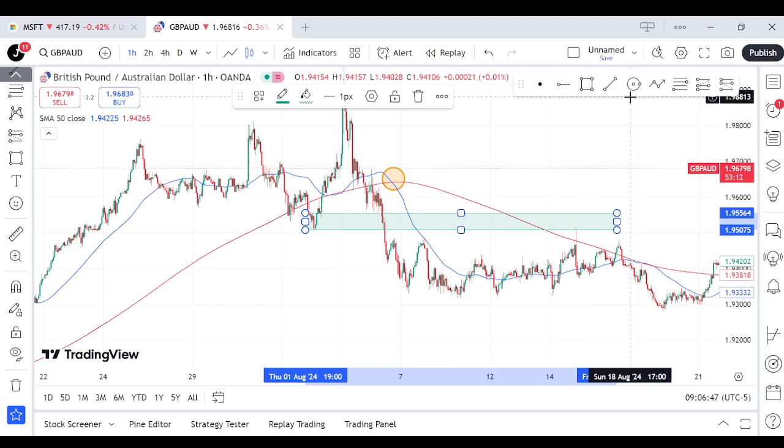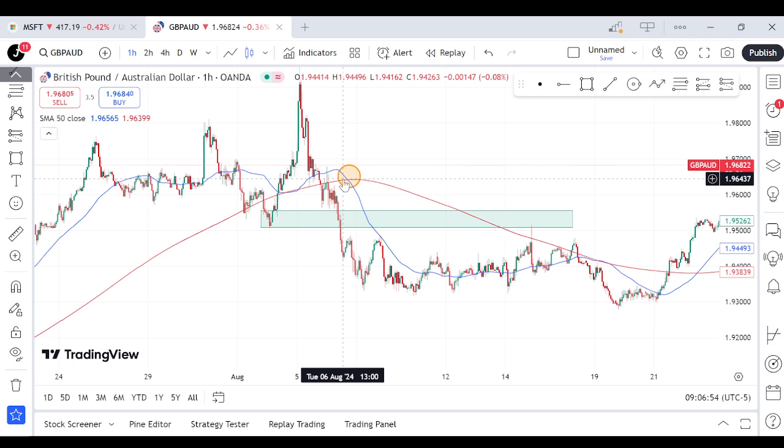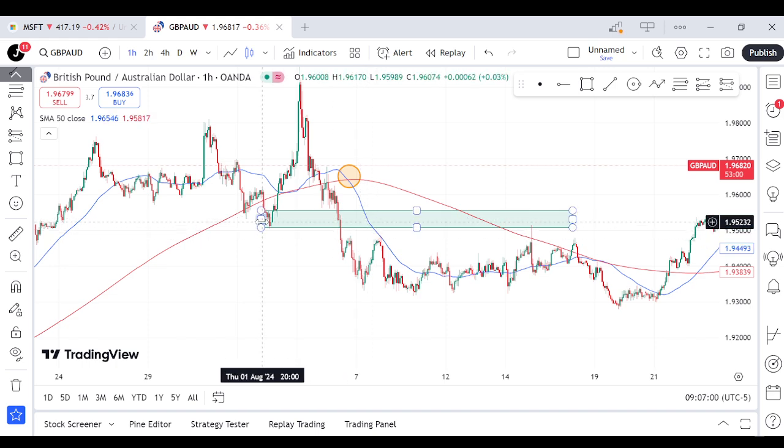So the goal is not to just spot the crossovers and just take trades off of it. The goal is to spot the crossovers and look for additional confirmations. You can use candlestick patterns also, but I like to use price action.